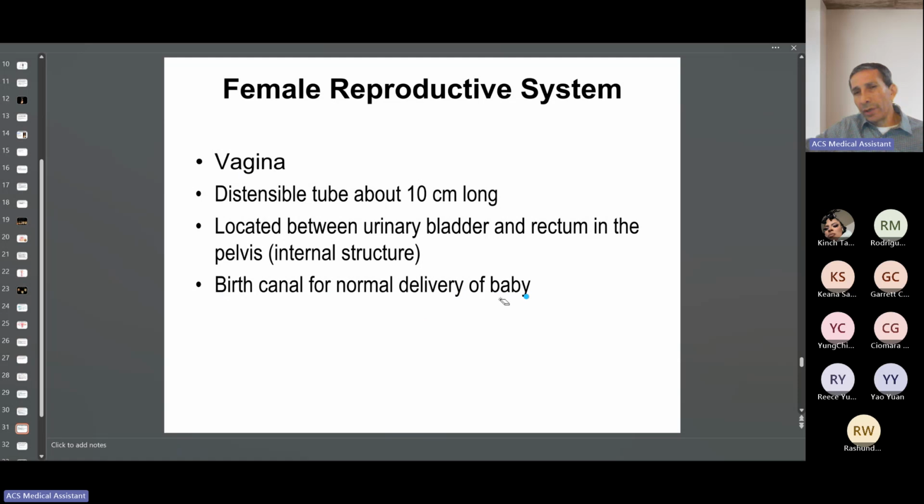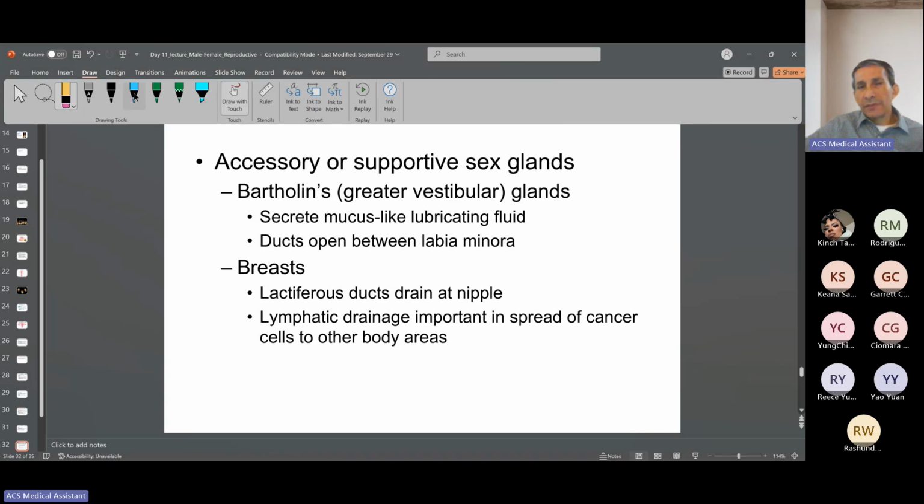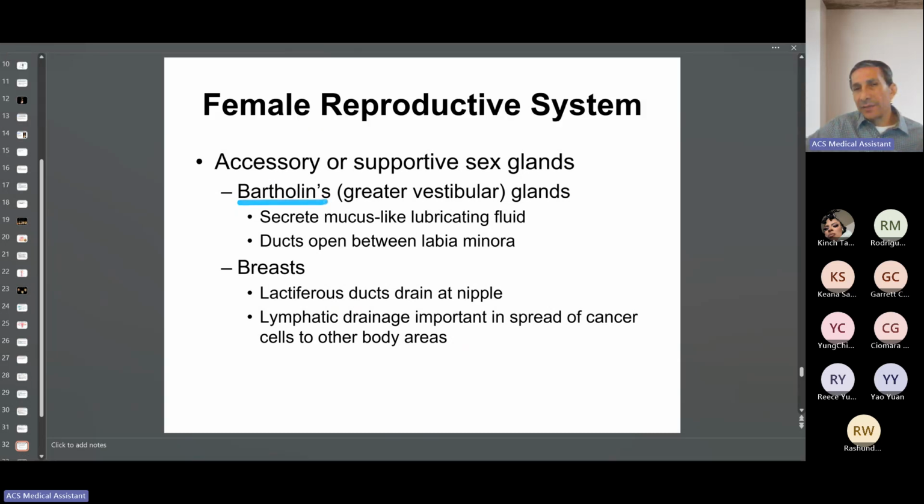During the urinary system, we're going to talk about something different because we're going to add a little something to this. For now, we're just going to talk about the accessory or supporting sex glands. Here we have the first one, the Bartholin's glands. Bartholin was a medical doctor. You don't have to know all these for exam purposes, but they're part of the structures we have to mention. And what is their function? This is very important.